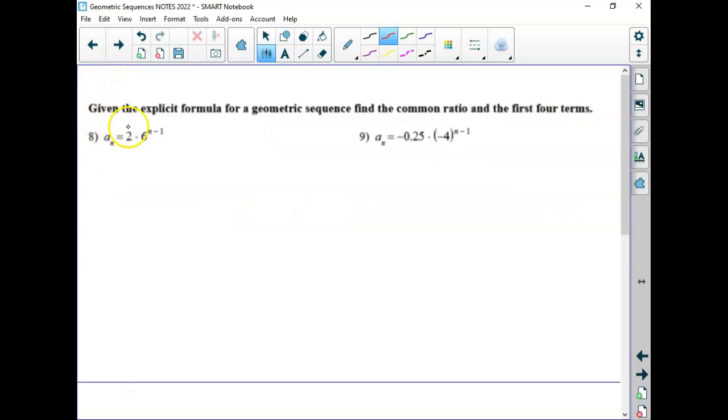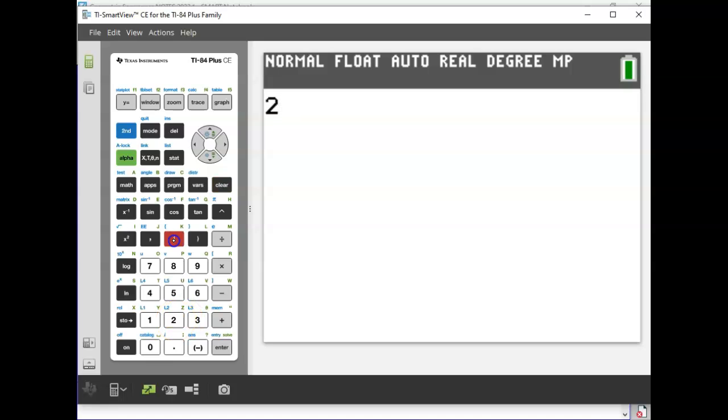Right, kind of the same idea. These are given the explicit formula. Find the common ratio and the first four terms. Now, what you are doing in essence is you are putting in n equals 1, n equals 2, and so on to find the first four terms. Some of you may be able to eyeball it and tell me, remember this was the formula, a sub n equals a sub 1 times r to the n minus 1. So if you compare this to the formula, I'm thinking this is going to start with 2 and keep multiplying by 6, right? But you're welcome to just grab your calculator and do 2 times 6 to the first power.